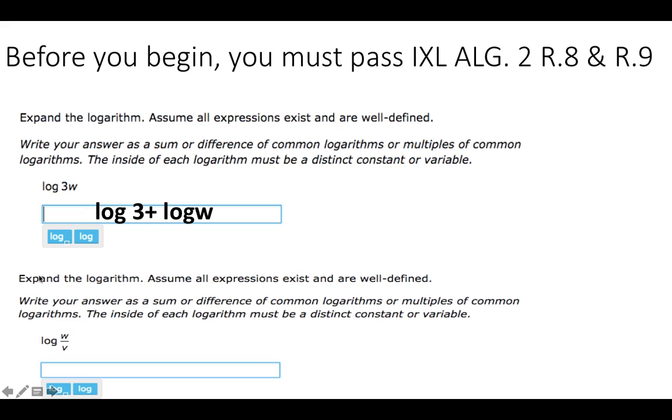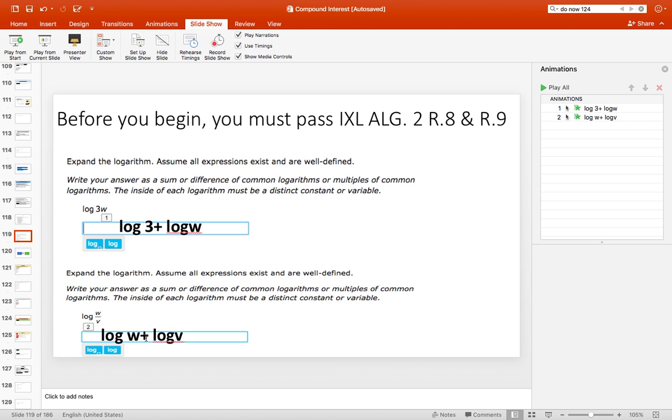Alright, so here again it says expand. This is right here, by the way, R.9. This up here was R.8. Because there's a division symbol, I know that's my quotient rule. So I know that in the quotient rule that means we subtract the logs. So I'm just going to do log of W minus log of V. And then that would be your answer on IXL.